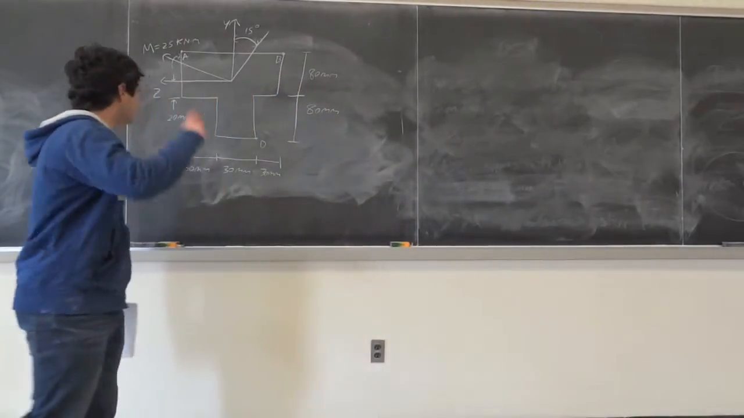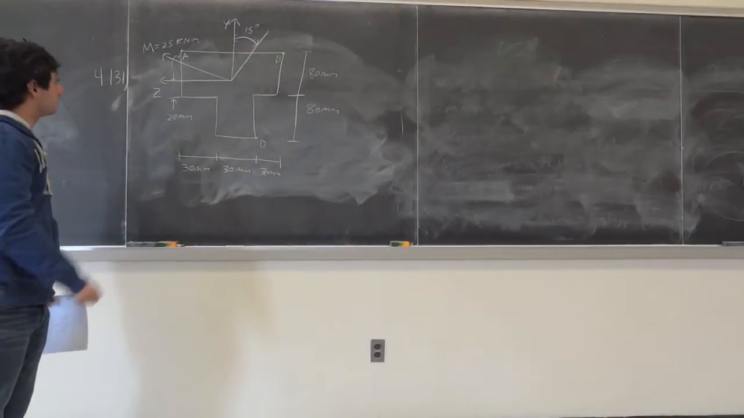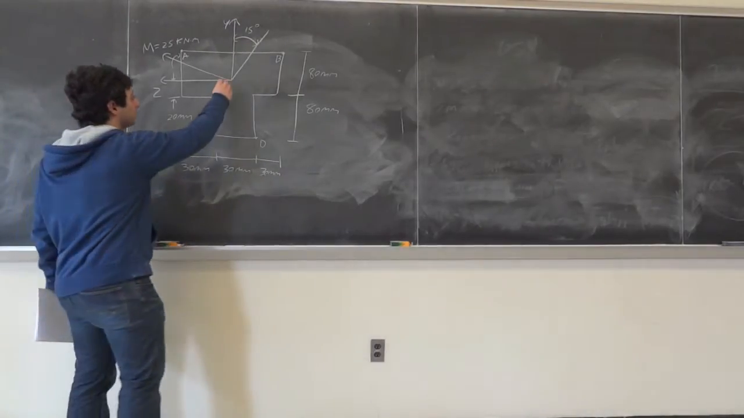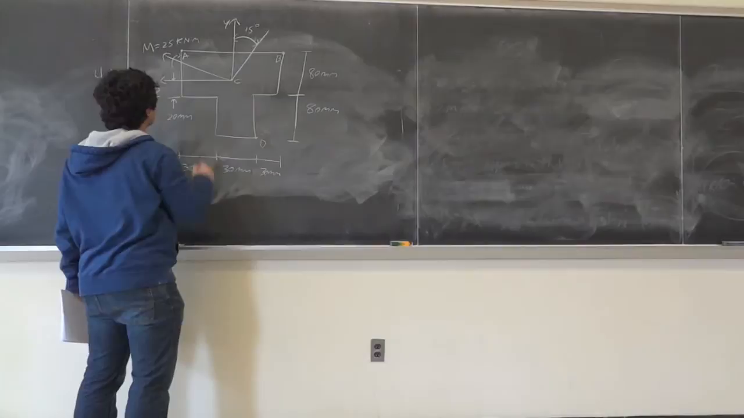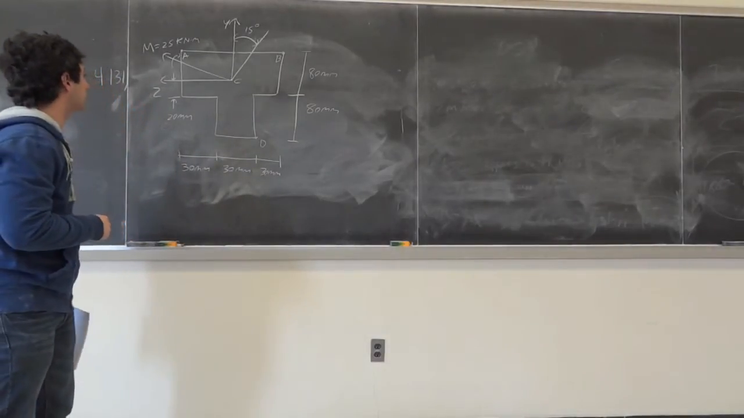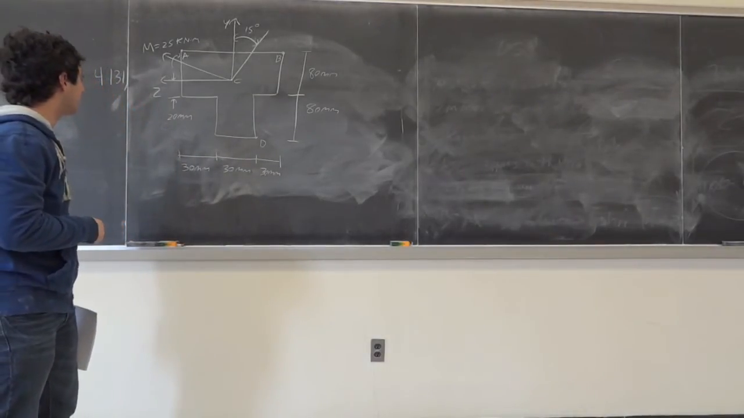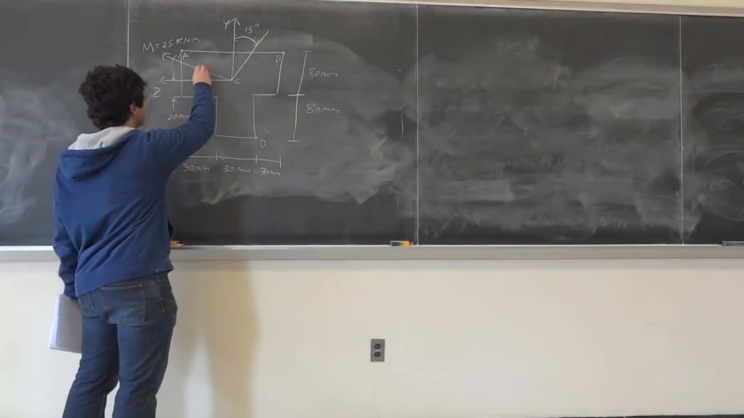All right. So this is a problem where they give you a moment. They give you the centroid of this figure already, so you don't have to calculate it. And they give you this moment. It's off at a 15-degree angle.